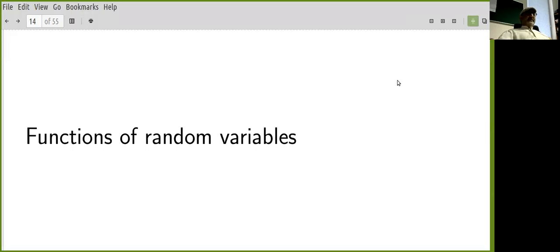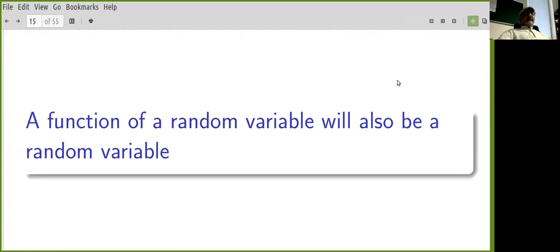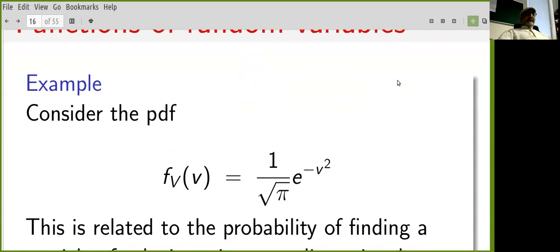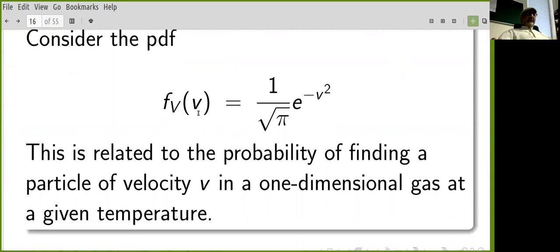Okay, in this session, we'll consider functions of a random variable and some related topics. A function of a random variable will also be a random variable. So, for example, supposing that we have some random variable capital V, it takes values small v, and it has a PDF of this form, 1 over root pi e to the minus v squared. This is related to the probability of finding a particle of velocity v in a one-dimensional gas at a given temperature.